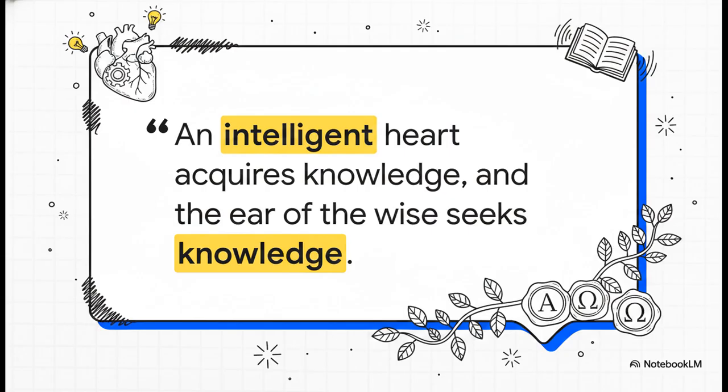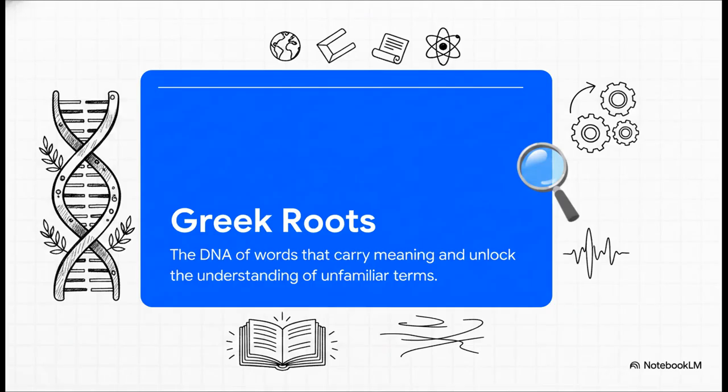Have you ever looked at a massive, complex word in a textbook and just felt totally intimidated? Well, what if I told you that words aren't just random letters jumbled together to confuse you? They're actually incredibly structured, almost like biological entities, complete with their very own genetic DNA. So, what exactly is this linguistic DNA? We're talking about Greek roots.